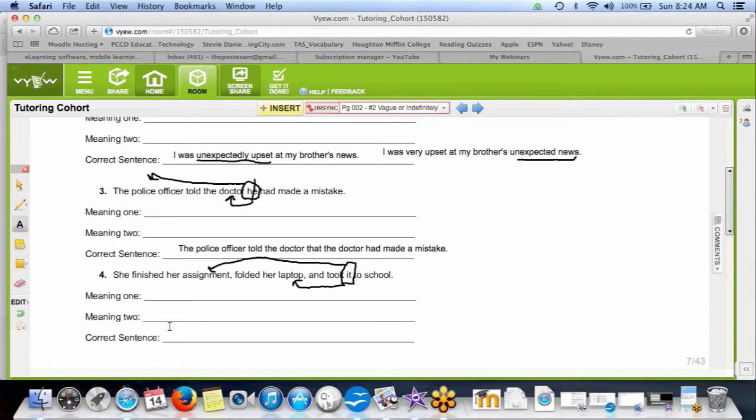So do the same as up there. She finished her assignment. Folded her laptop. And took her laptop or assignment, whatever you want. So we'll say laptop.